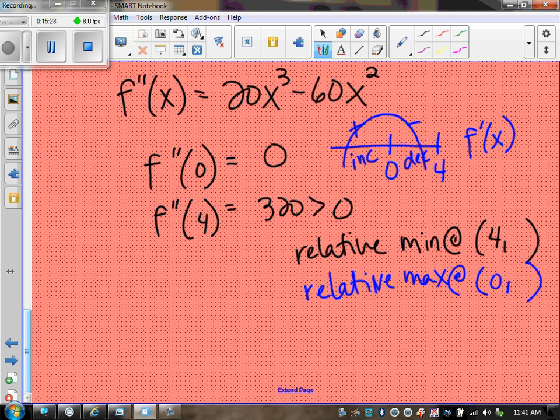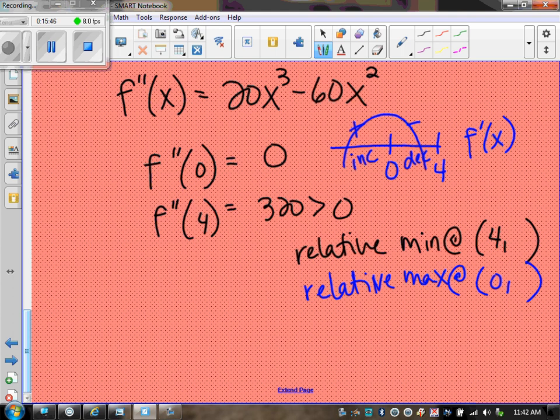You can find the y value by plugging it into your original, but I can only figure out that it was a relative maximum by reverting back to my first derivative test. So sometimes the second derivative test doesn't work. Just because it doesn't work, though, doesn't mean it's nothing. You might have to figure out what it is by going back to your first derivative.